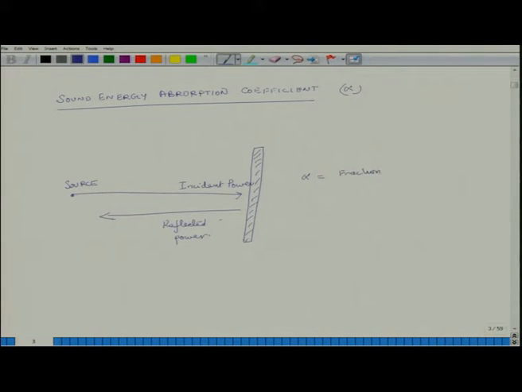the fraction of power absorbed by the material of interest. You can either express it in percent or you can just express it in fractional numbers like 0.1, 0.2. Now, alpha changes with frequency. So, it is a function of frequency.